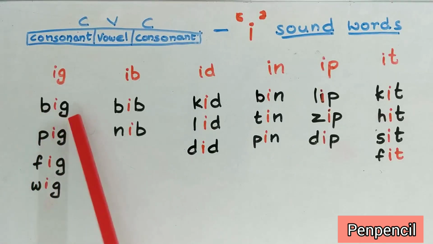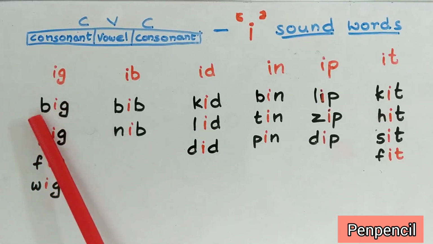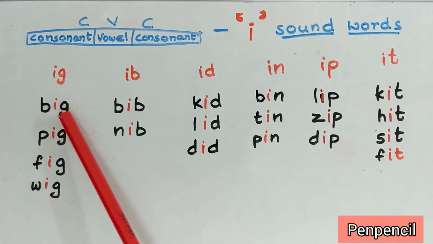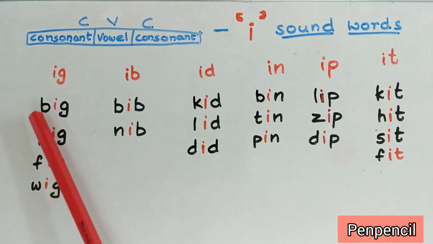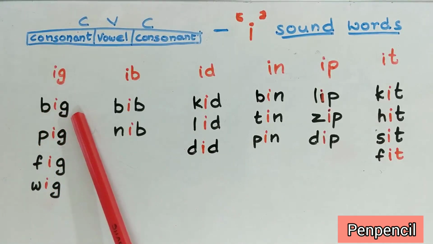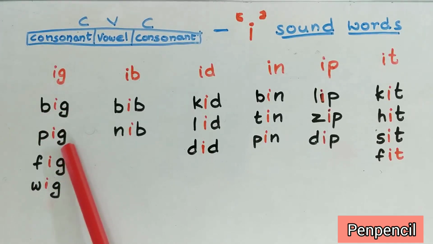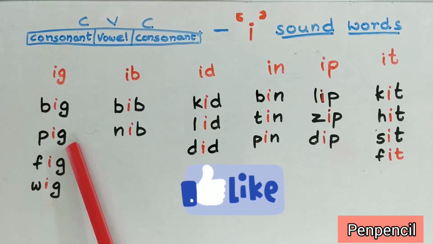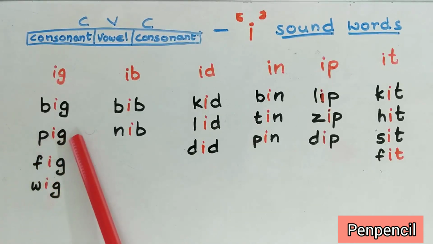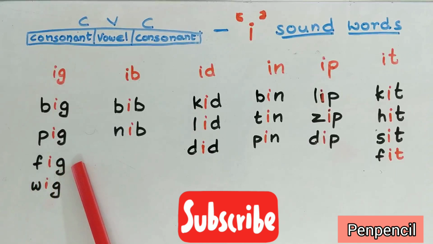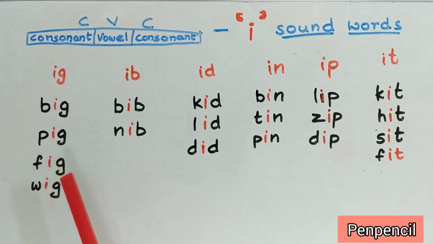Now we learn three letter sound words, CVC words: consonant, vowel, consonant. Kids, when I am telling, please repeat after me. Big. B, I, G, big. P, I, G, pig. F, I, G, fig. W, I, G, wig.